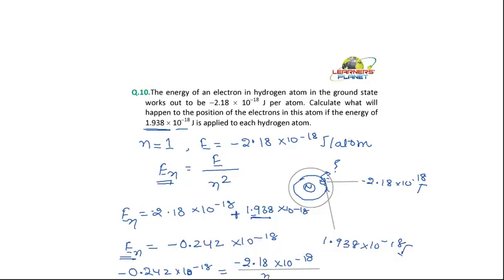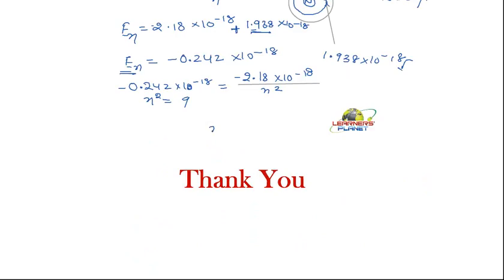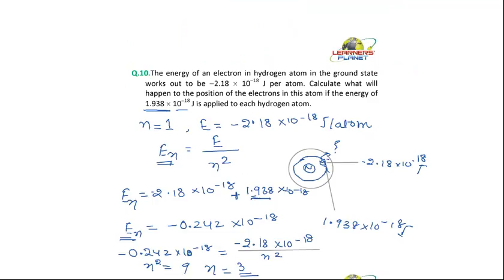Now what is this n square? N is the number of the orbit. So what would your n be equal to? N square will be equal to, I think you know this much maths, you just divide it. I am getting 9 here, and your n would be equal to 3. That is, to which orbital has your electron jumped? The electron has jumped to the 3rd orbital. That is, it has moved from n equal to 1 to n equal to 3, the 3rd orbital.